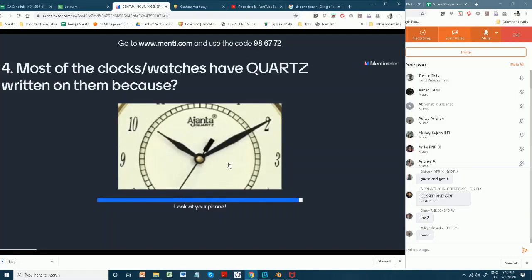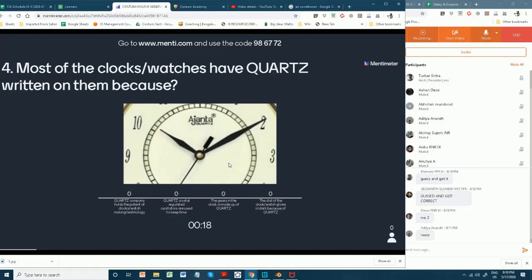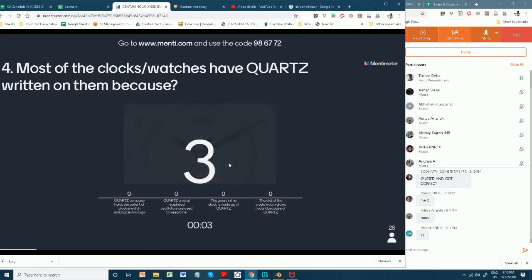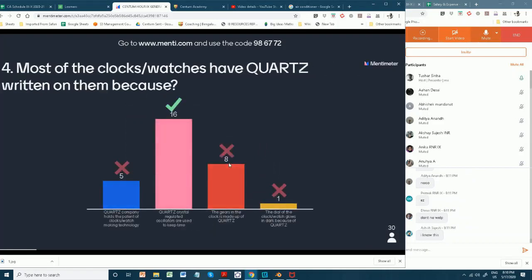So you have seen this, right? Quartz. Why do we write quartz? Why is quartz written? Easy. Pratik knows it. So those who know, it will be easier. Don't know. Okay. So it's because, you know, yes.